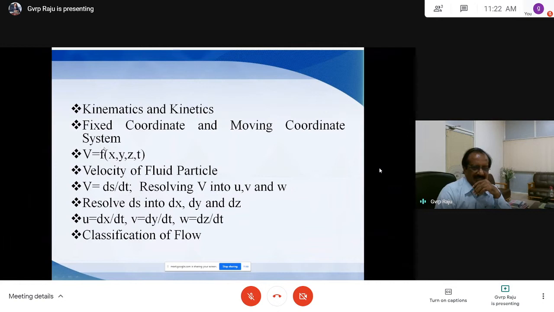So if you take a velocity or any property, it is a function of space and time. If you take a mass density, it is also a function of X, Y, Z and T. If you take a pressure, that is also a function of X, Y, Z and T. I have given only one property here. So velocity V is a function of space and time. This kinematics chapter deals with space and time relationships. Then how will you describe the fluid motion?